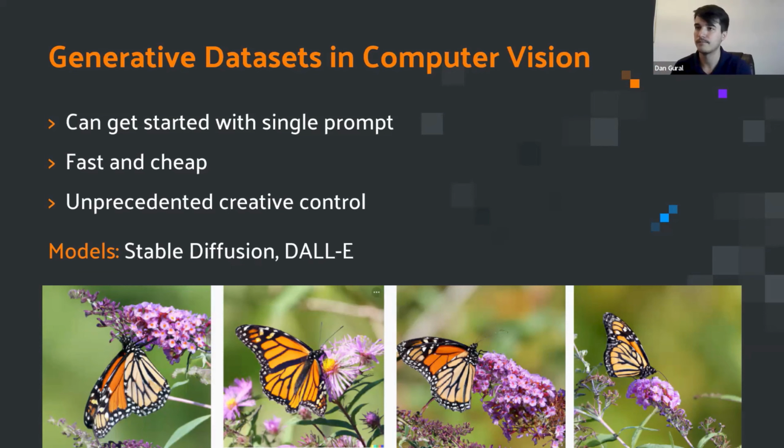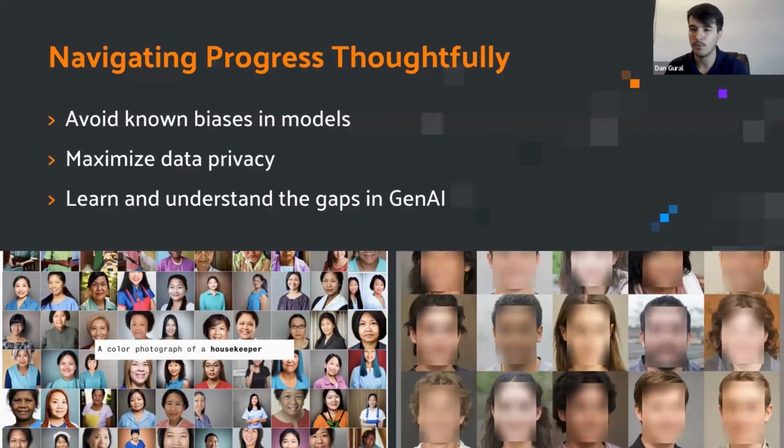Now, this is an important time, before we dive into more examples, to talk about how you can navigate the progress thoughtfully. The first and foremost thing you need to be aware of is that these models have known biases within them. On top of this, there are types of hallucinations that these models can experience, either from not having up-to-date data or just bugs within the models. So you always have to be careful whenever you're bringing in data from these models to make sure that it still meets your criteria for images.